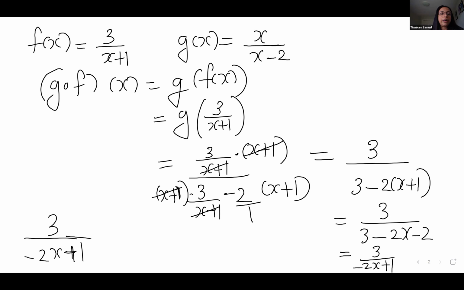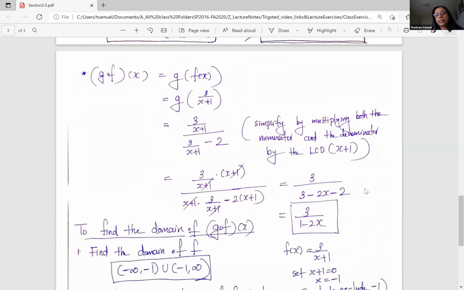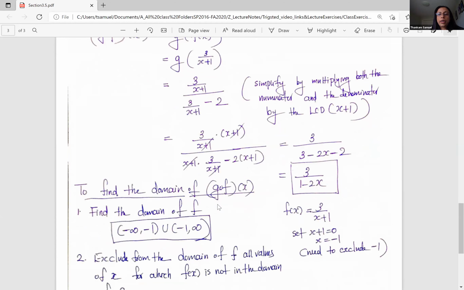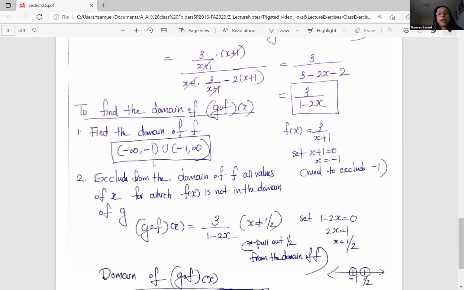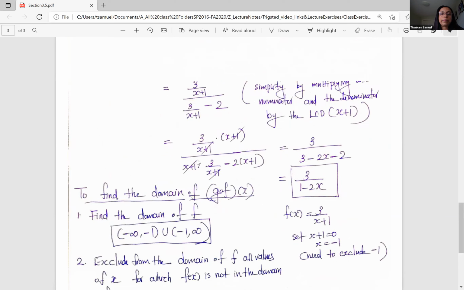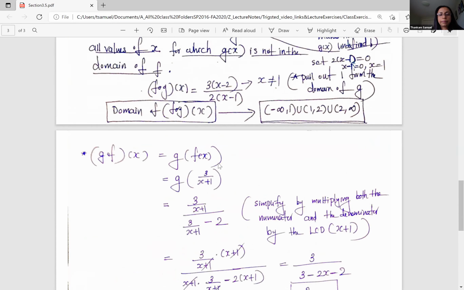And let's look at the domain of this function. So we have already found g of f of x. That is 3 over 1 minus 2x. Then to find the domain of g of f of x, first we need to find the domain of the inner function, that is f of x, correct?